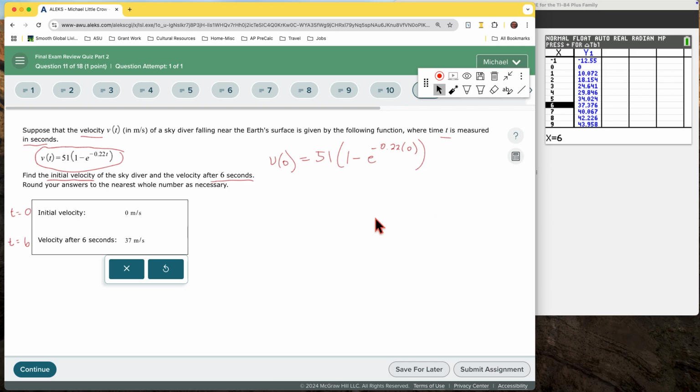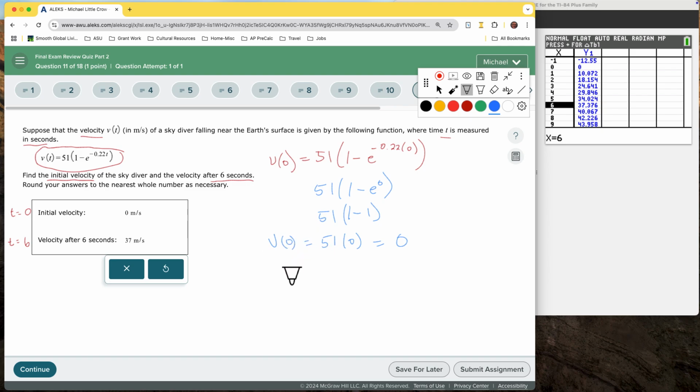That's it. And again, we sort of were going through this. I was just talking it through, but just 51 times 1 minus e to the 0. What is e to the 0? Well, that's 1. So 1 minus 1 is 0. And that gives us the answer of 0. So v of 0 is that.